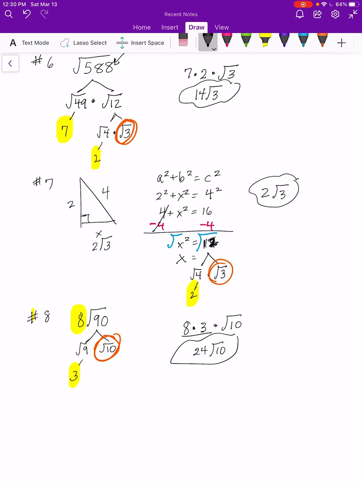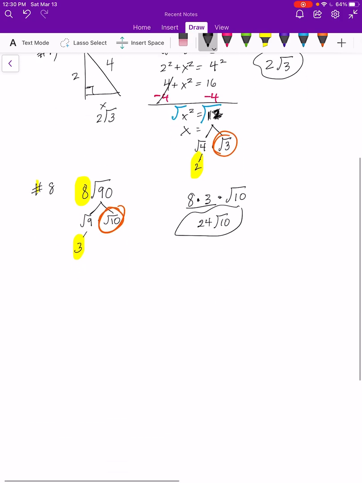All right, so now let's talk about this in terms of division. So we've only done multiplication at this point, so let's talk about division. Number 9. What if I have the square root of 40 divided by the square root of 10?